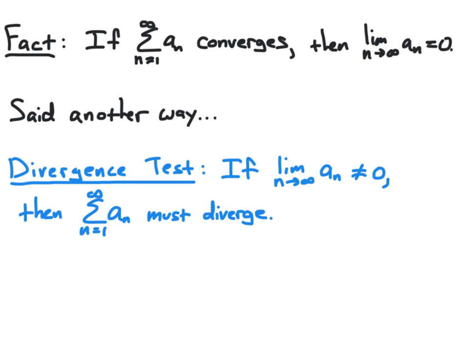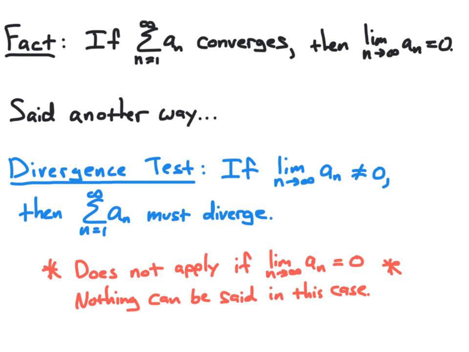So if we had a series and we computed the limit of the sequence of terms and obtained a value that was not 0, say the sequence of terms converged to the number 5 or the number -3, or maybe the sequence of terms diverged to infinity or negative infinity, or even diverged completely, then this divergence test would tell us that the series we started with would automatically diverge.